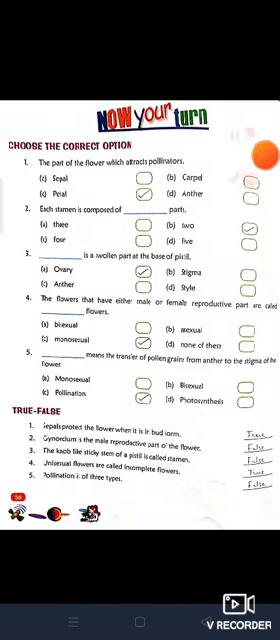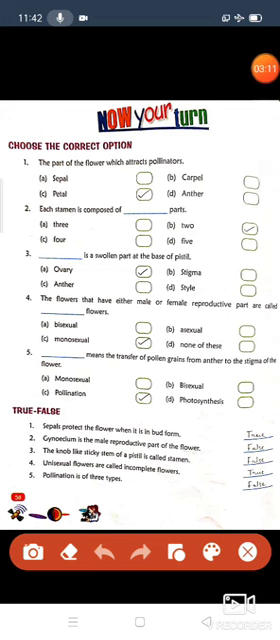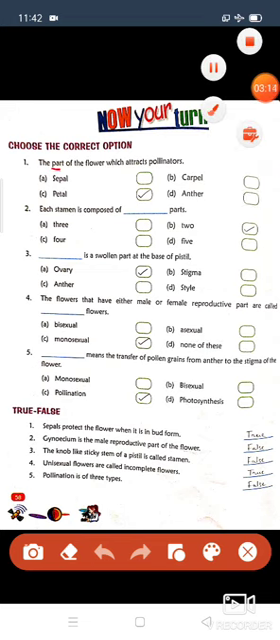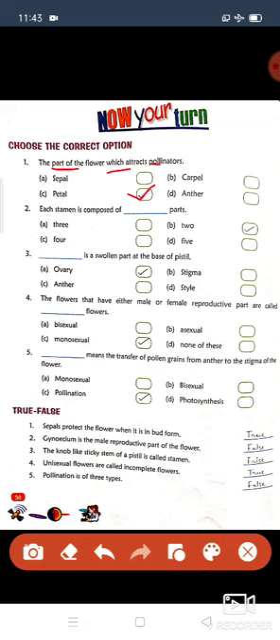Look here children. First question is here. The part of a flower which attracts pollinators. Which part of a flower attracts pollinators, children? Which is the beautiful part of a flower? That is none other than petals. Next one. Each stamen is composed of dash parts. Each stamen is composed of two parts. What are those? That is anther and filament. So you just write 2.